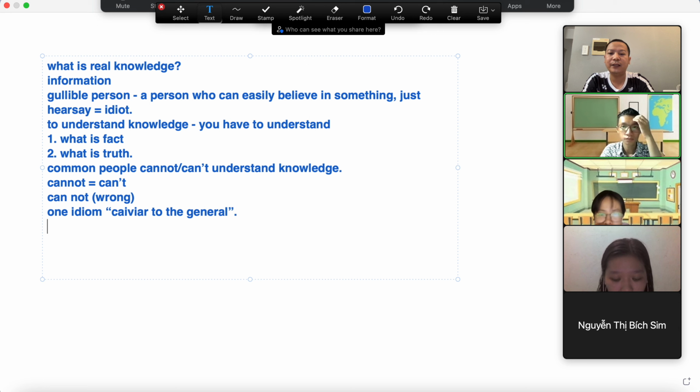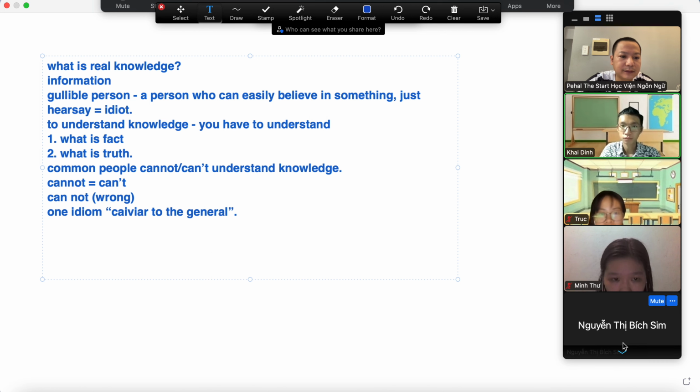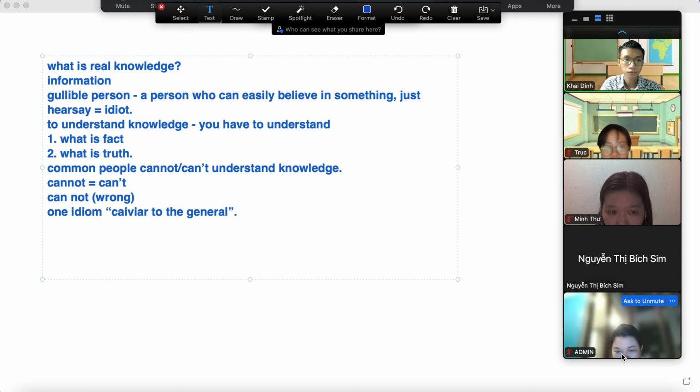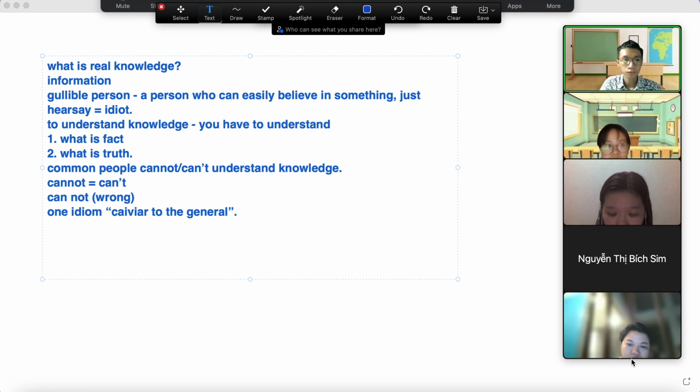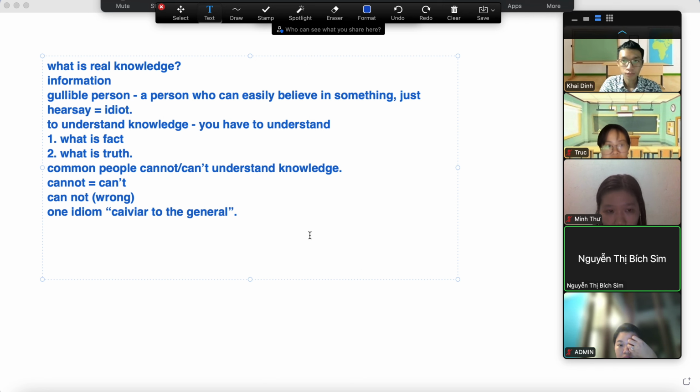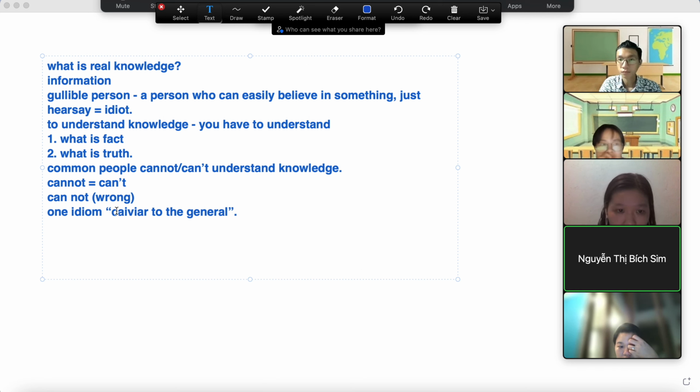Whenever we say caviar to the general, what does it mean? Do you know caviar, everyone? I think you know caviar. The British always say caviar like something. But it's a Latin word, we say caviar. If you like, you can say caviar because most of the people say caviar.